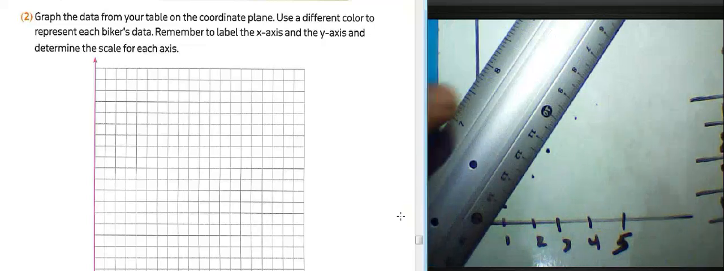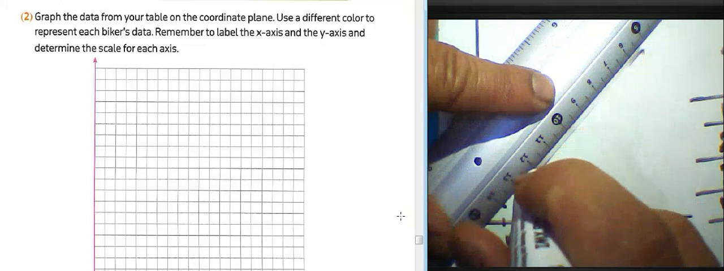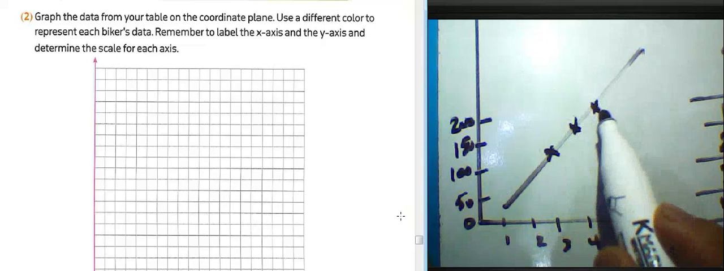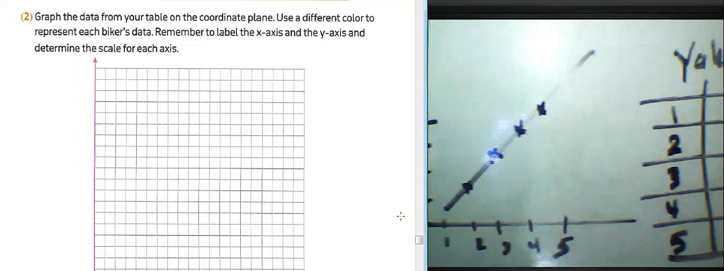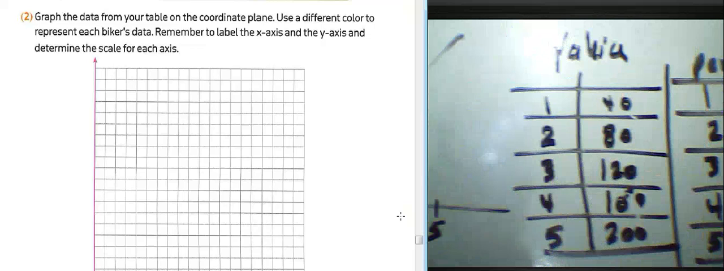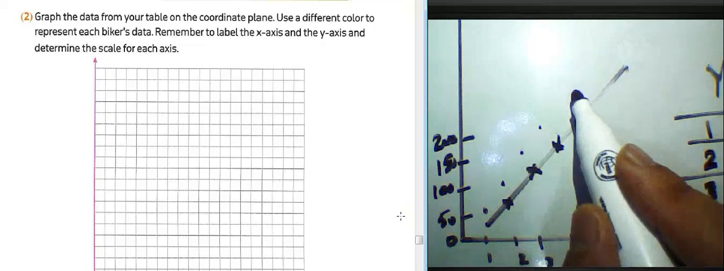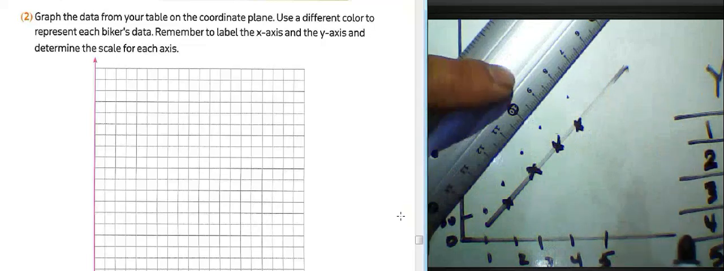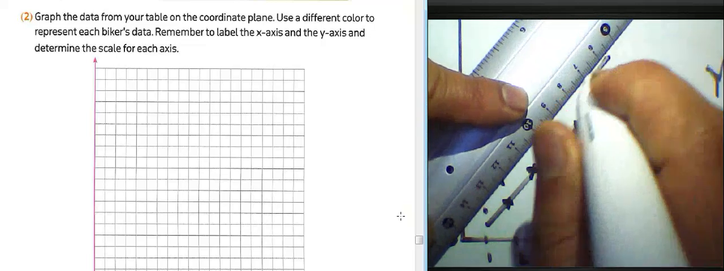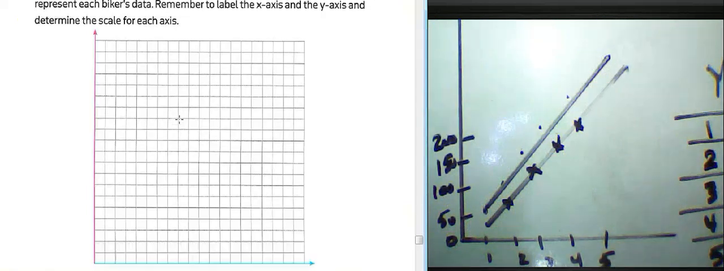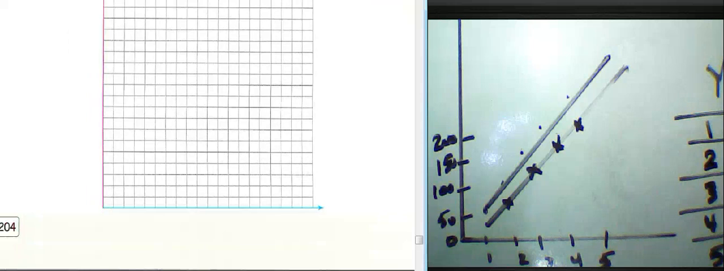Such as that. You must draw this in your notebook. Okay, it's the first line. And second, 150, 250 here. 2 and 100. 3 and 150. 4 and 200. 5 and 250. It will be here, the second straight line. Okay, it was from the book, page 204.